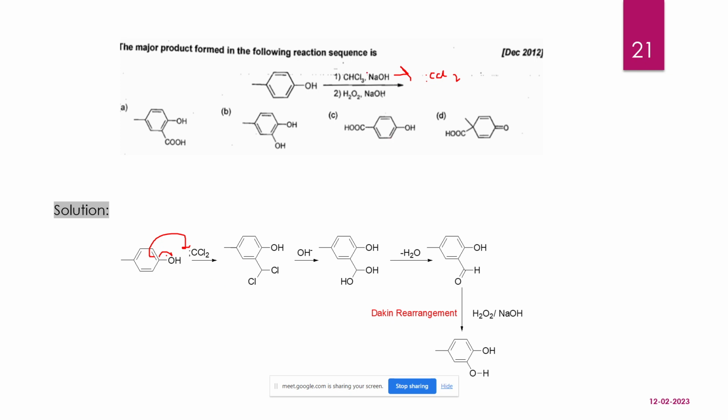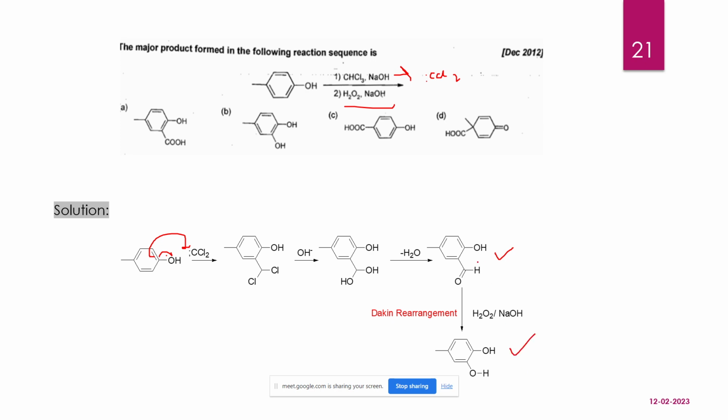As OH minus is already in the medium, it will remove both the Cl groups, giving us this compound. We all know that a geminal diol is always very unstable, always removes water, giving us this type of aldehyde compound. So this is the first step. After the first step, we will get this compound. In the second step, when this type of reagent, H2O2 NaOH, is used and there is an aldehyde group, there will be a Dakin rearrangement giving us this product.